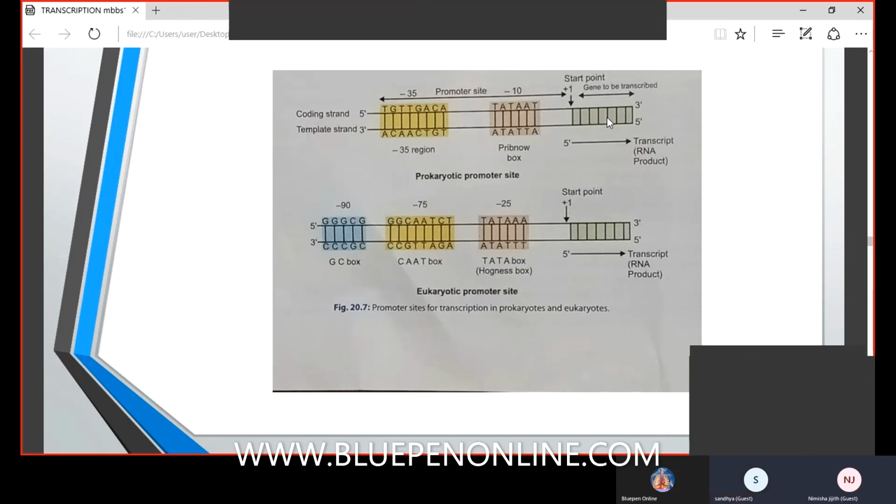The transcribed unit always contains positive, downstream. After the start point, all things are downstream. Towards the right, it is downstream. Towards the left, it is minus, upstream. I think it is clear now.